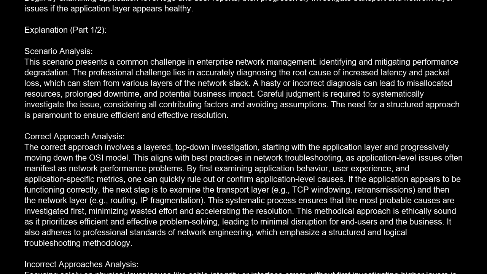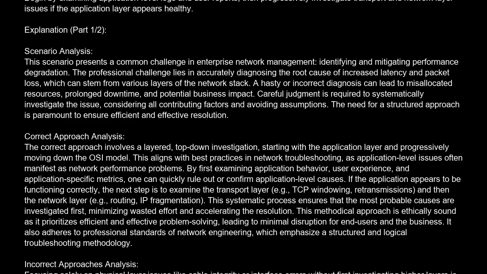A hasty or incorrect diagnosis can lead to misallocated resources, prolonged downtime, and potential business impact. Careful judgment is required to systematically investigate the issue, considering all contributing factors and avoiding assumptions. The need for a structured approach is paramount to ensure efficient and effective resolution.